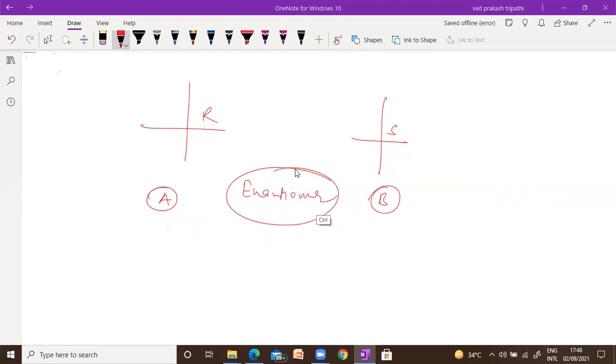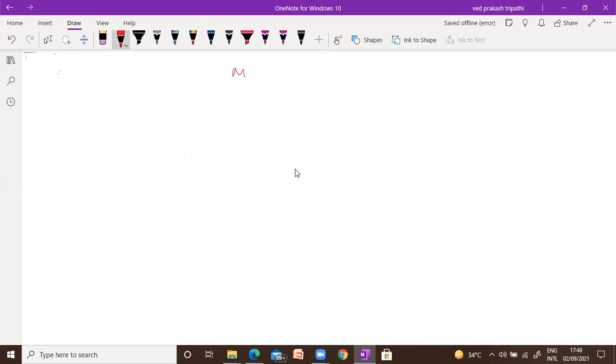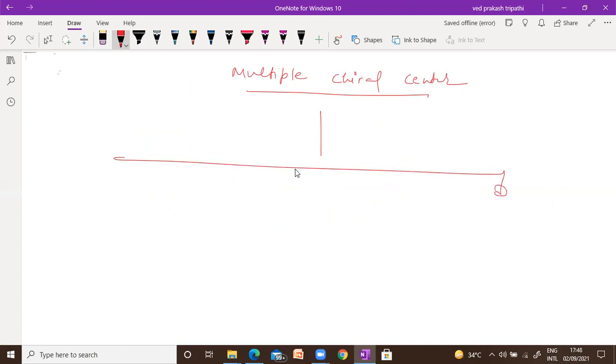Now I'm going to talk about multiple chiral centers. Multiple chiral centers have three conditions: identical, enantiomer, and diastereomer. First, I will discuss the R and S method, and then I will discuss the exchange method.